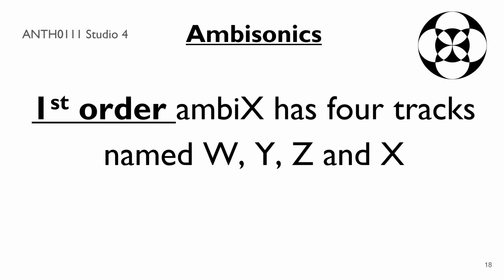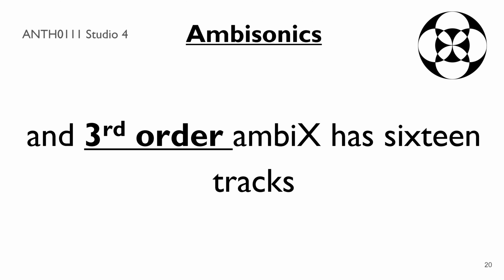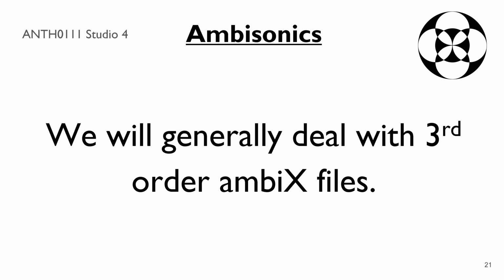First order ambisonics has 4 channels, which are labelled W, Y, Z and X in that order. Second order ambisonics, or second order Ambix, has 9 channels, and third order Ambix has 16. We will generally be dealing with third order ambisonics. It is possible to work up to and beyond 7th order, which has 64 channels, but we can't really hear any difference above third order.